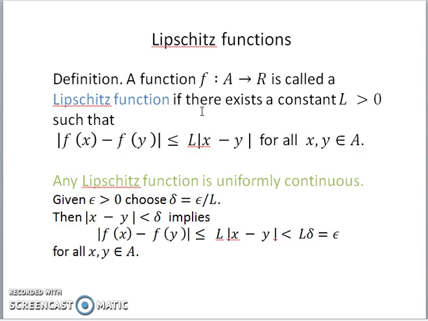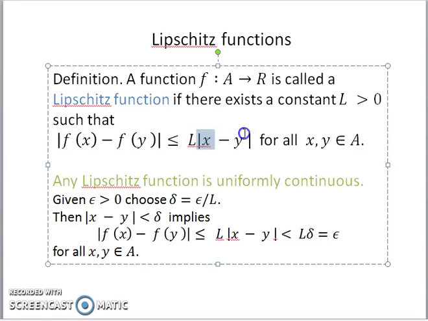It is easy to see that Lipschitz continuous functions are uniformly continuous, because whenever mod of x minus y is less than delta, the left hand side is less than L into delta. So if we take epsilon equal to L into delta, or on the other hand, delta equal to epsilon over L, we get mod of f of x minus f of y is less than epsilon whenever mod of x minus y is less than delta. So given epsilon greater than 0, we can choose delta to be epsilon over L and we are done.